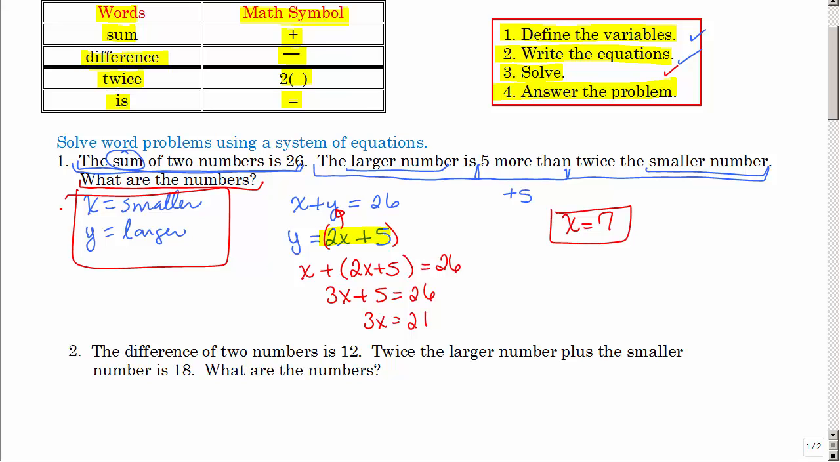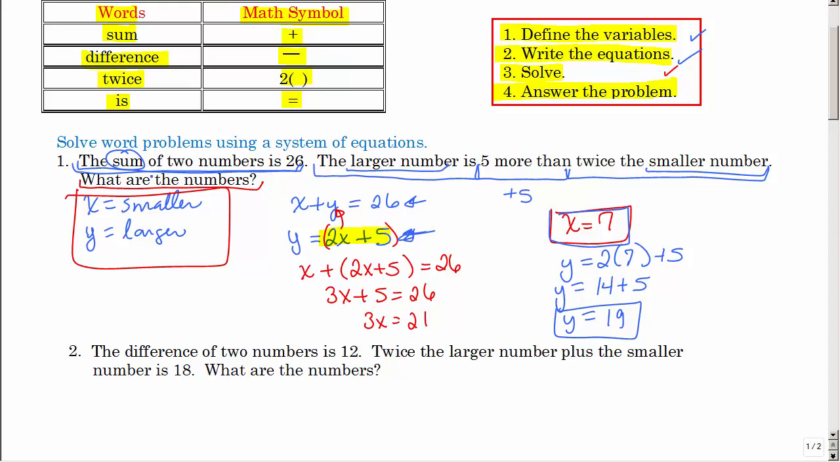Well, if x is 7, how am I going to go back and get y? You go back to one of the equations. We can either go back here or here. I think I'm going to go back to here. y equals 2x plus 5. So that's 14 plus 5. That's 19. So our two numbers are 7 and 19.